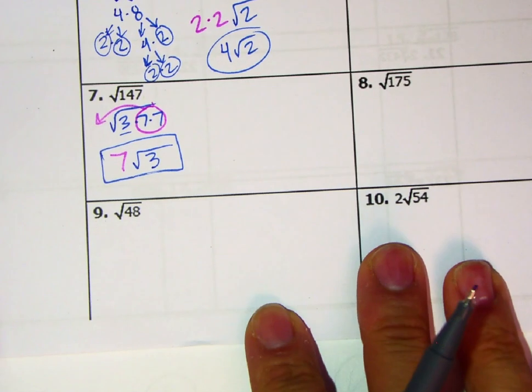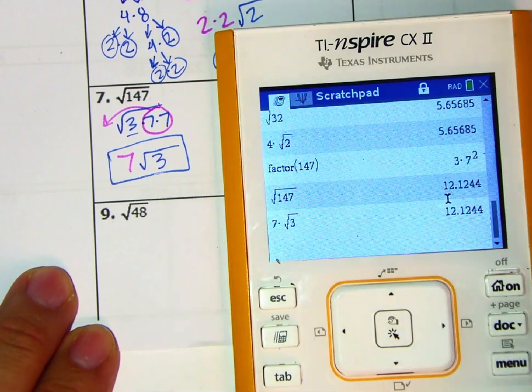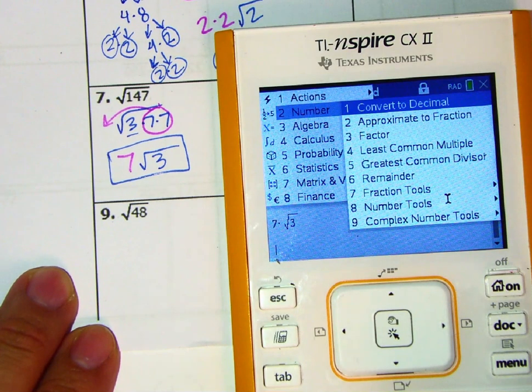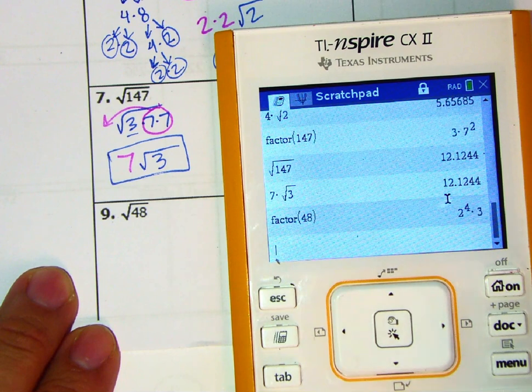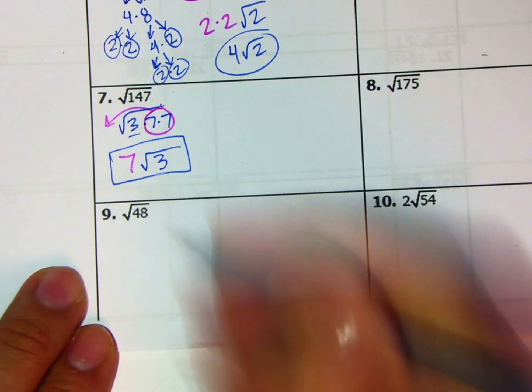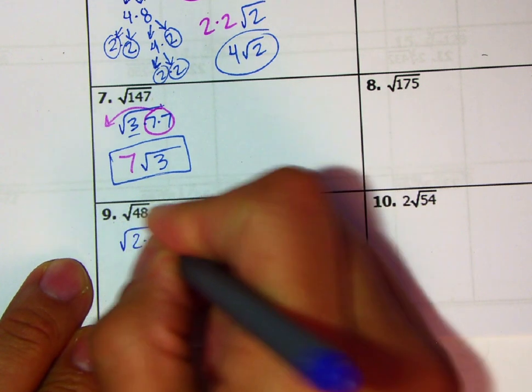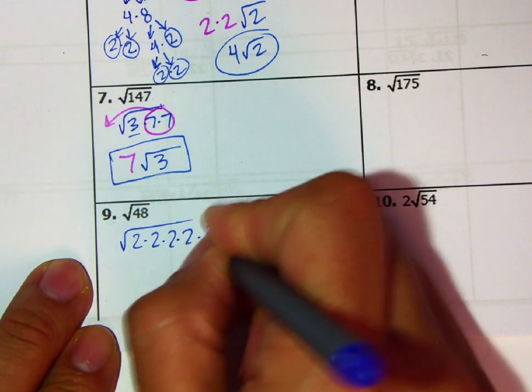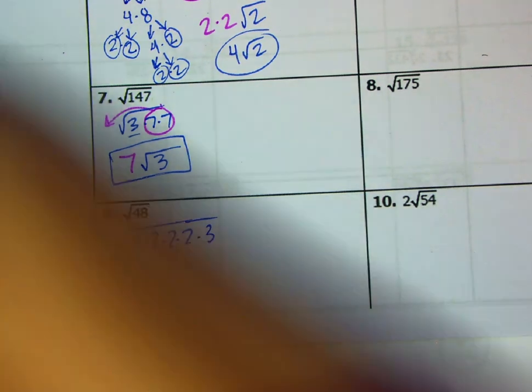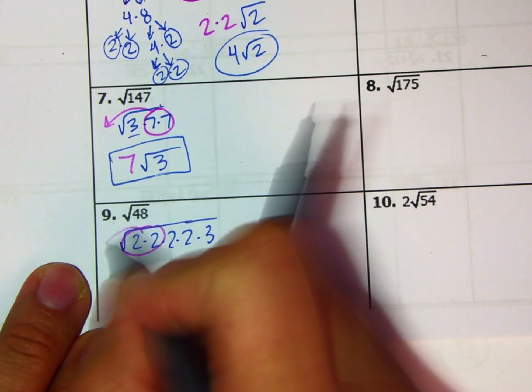Okay, here's another example, square root of 48. If I type menu, number, factor, and type 48, the factors of 48 are 2 to the 4th power times 3. So 2 to the 4th power times 3. And the pairs here are this one.